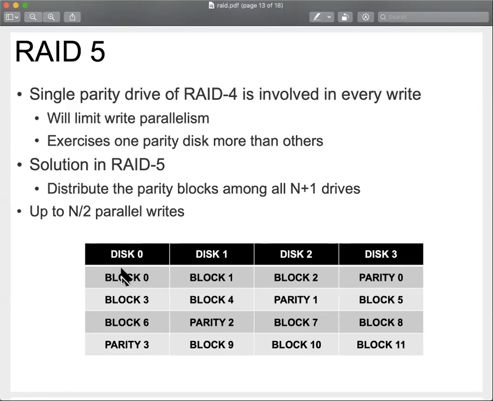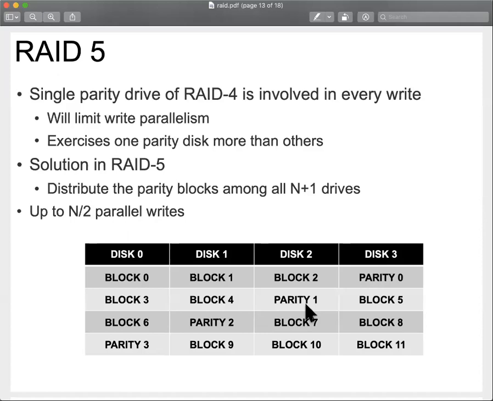So for example, if we were writing to block 0 and block 4 at the same time, then we'd have to update parity 0 and parity 1. And parity 0 and 1 are on 2 different disks, so we can commit those write operations in parallel, right? So in this case, we'd still be using at least 2 disks at the same time. So in this particular case, we would have parallelism of 2, that is 4 by 2. All right, does that make sense? Okay.